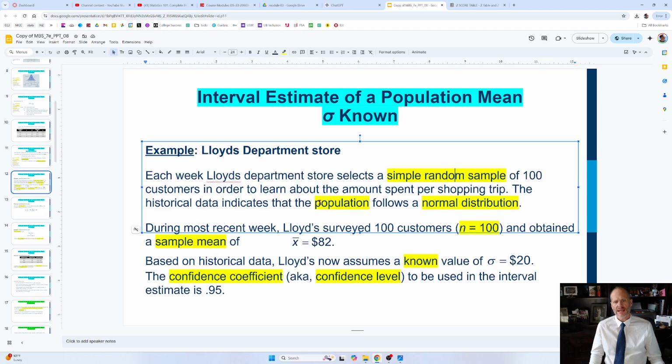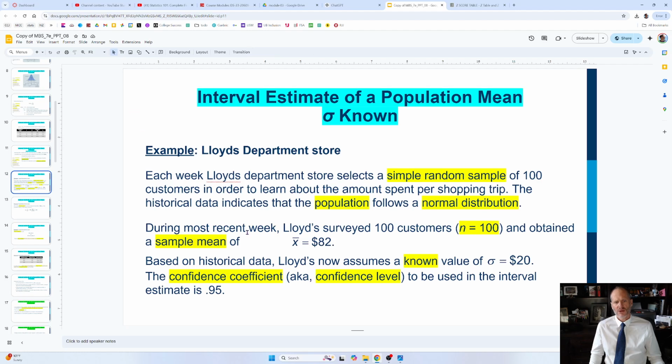The historical data indicates that the population follows a normal distribution. During the most recent week, Lloyd's surveyed 100 customers, so our sample size is 100, and obtained a sample mean of x bar equals 82. Based on historical data, Lloyd's now assumes a known value of the standard deviation of the population, which is $20. The confidence coefficient, also known as the confidence level, to be used in the interval estimate is 95.